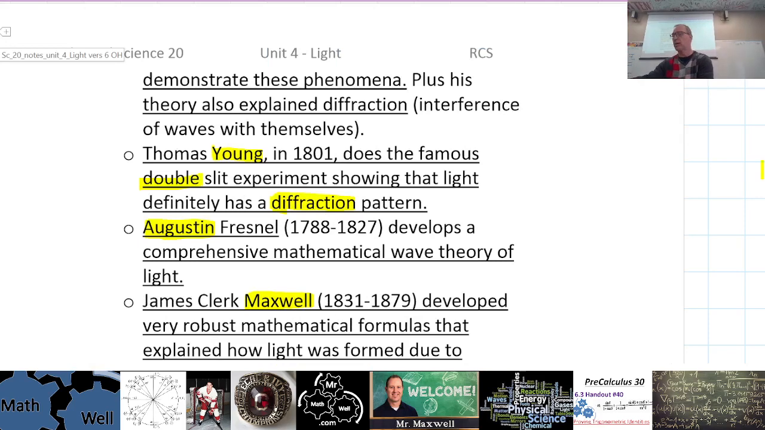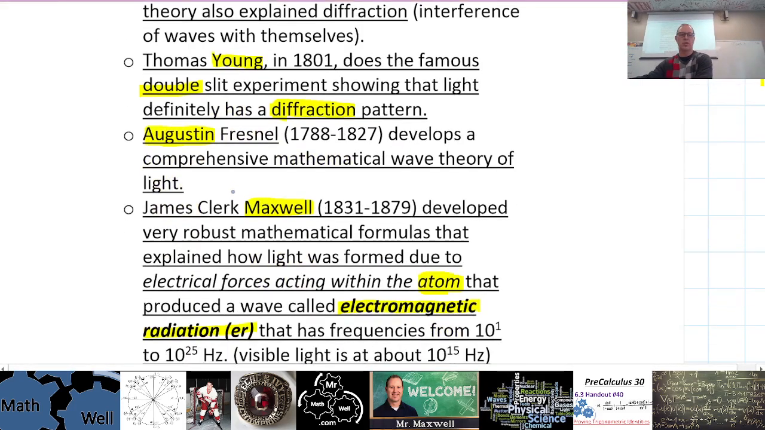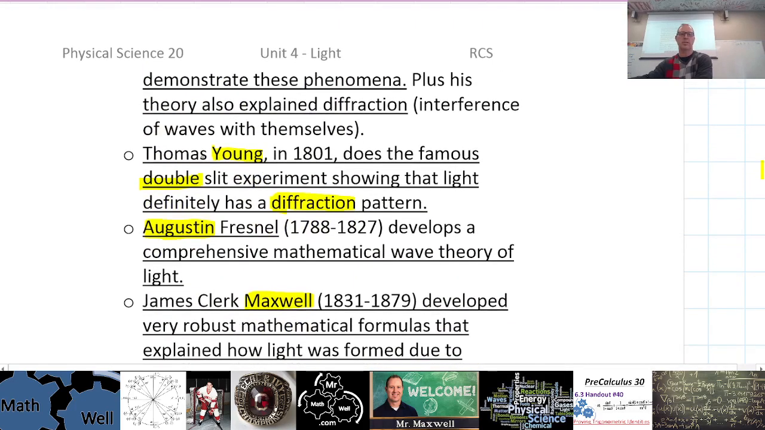And again, we're just running through a quick history, some important names of scientists that contributed to the modern theory. Oh, here we go. Uncle Jimmy is on this list. Great. Thomas Young, in 1801, does the famous double slit experiment showing that light definitely has a diffraction pattern. And again, we will dig into some of these things a little bit, but not all of them. So the double slit experiment, we won't talk too heavily about. But light does have a diffraction pattern, kind of an overlapping of waves, causing neat things to happen.